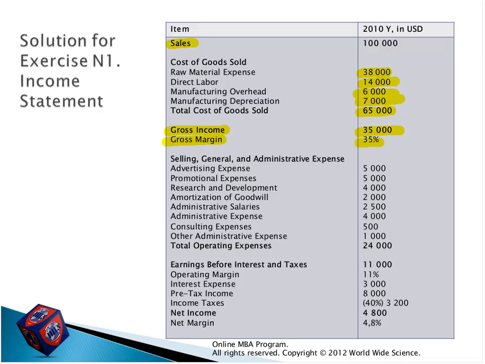So I have some questions. Here is the manufacturing depreciation. This is right, this expense comes under the cost of goods sold, the 7,000.